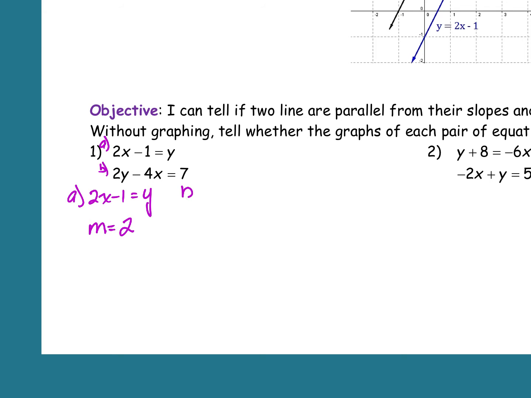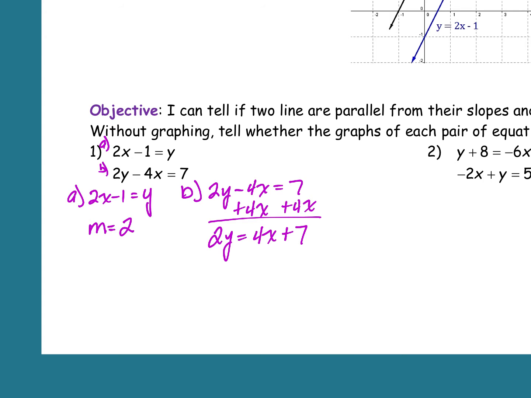And then I'm going to go to line B. I'm going to ask myself the same thing. Is my y alone? No. So what do I need to do? So what do I do first? Add 4x to both sides. Beautiful. And I get 2y equals 4x plus 7.